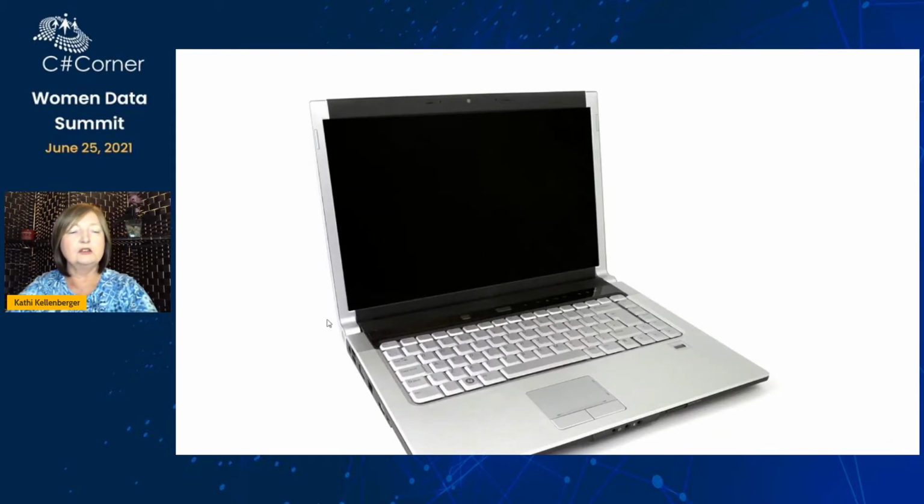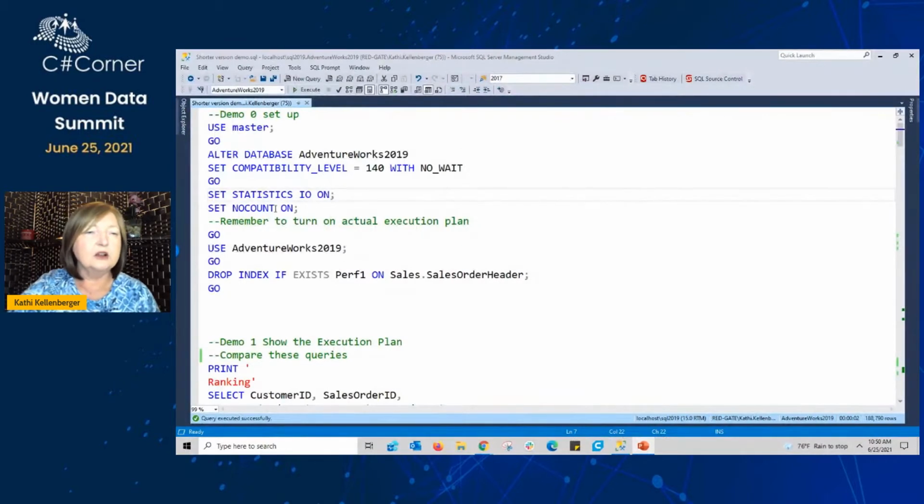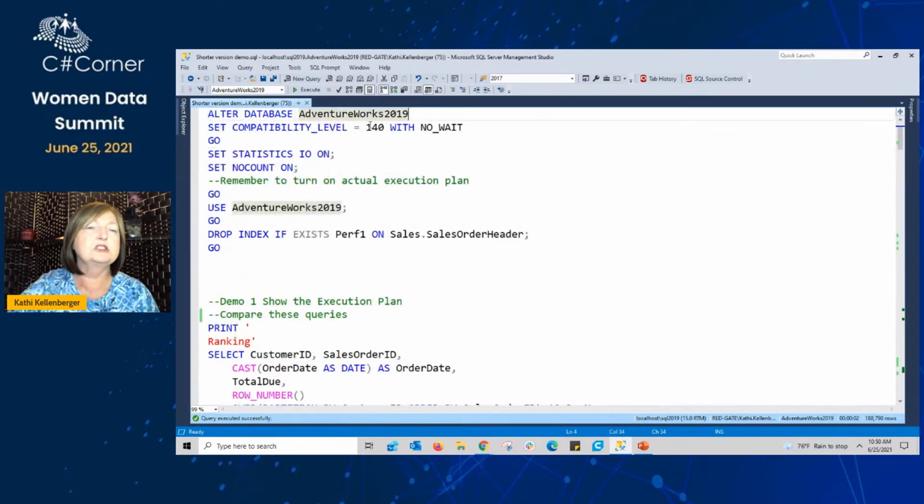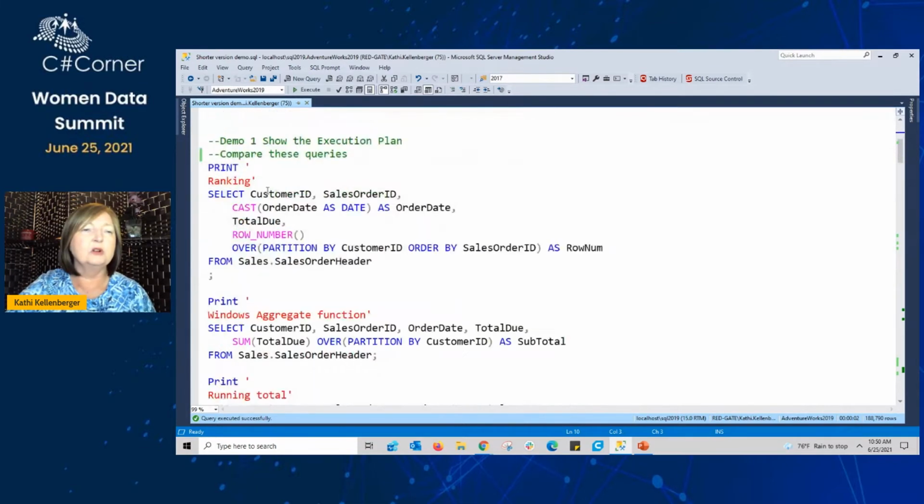So I'm going to go ahead and just start with the demo here. I'm going to use AdventureWorks 2019, and I am going to stick with SQL Server 2017 compatibility for now. And I know those are all done.